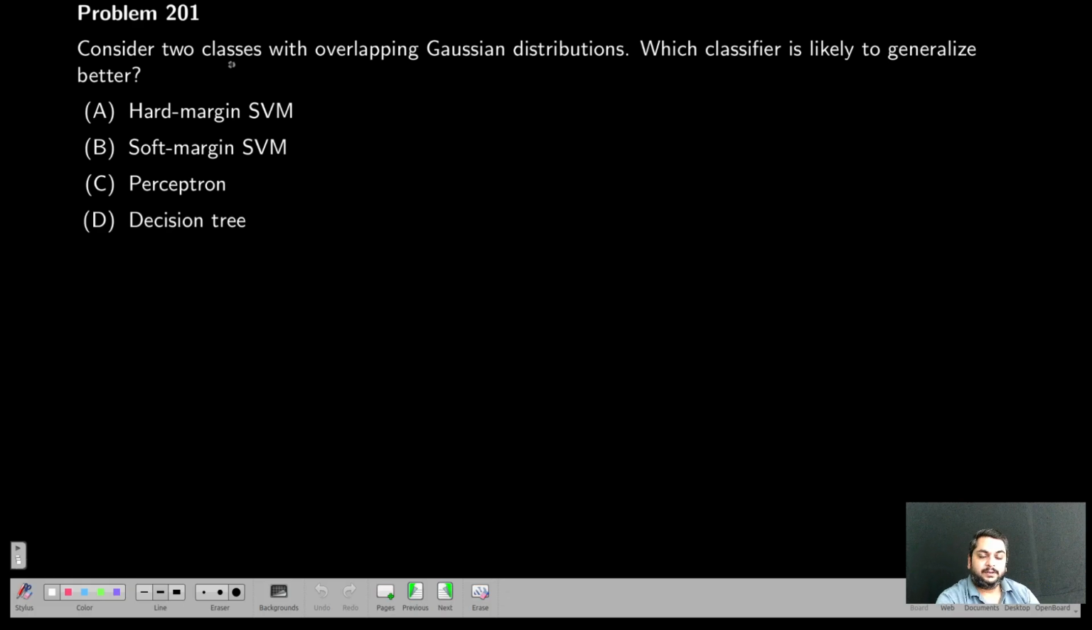Next. Consider two classes with overlapping Gaussian distributions. Which classifier is likely to generalize better? They are saying the data follows the Gaussian distribution and the data are overlapping. Overlapping means the two classes are not very separable. For that, hard margin will not allow misclassification, so it is not correct. You can use soft margin to solve this. Perceptron is not the concept of the decision boundary, so it is not true. And the same thing for the decision tree.